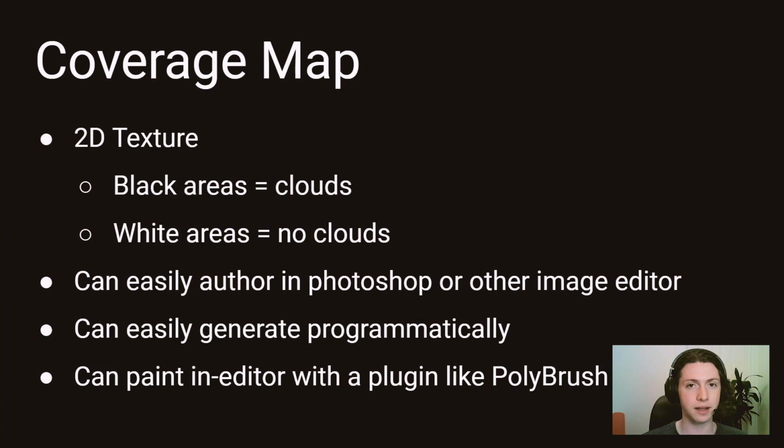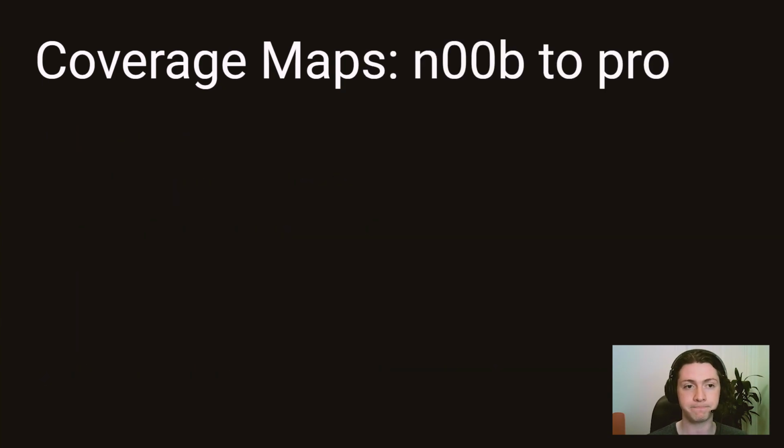And so they're actually a pretty good general solution to the idea of hand placing clouds, because you can easily have procedural versions of coverage maps that place clouds randomly, which is what Expanse does by default. Or you can hand author a coverage map in a number of different ways, and you can use that instead. So we're going to talk about a couple different ways to hand author coverage maps.